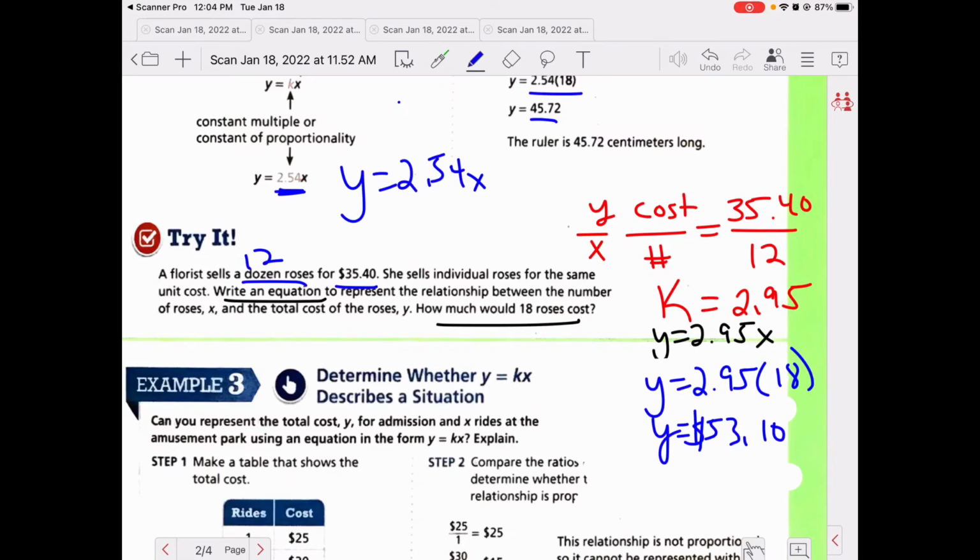Okay? You also could have set up a fraction proportion like we did the other day, where you did 35.4 over 12 would equal x over 18, right? That also would work. Okay?